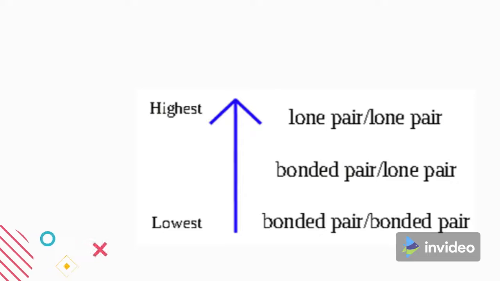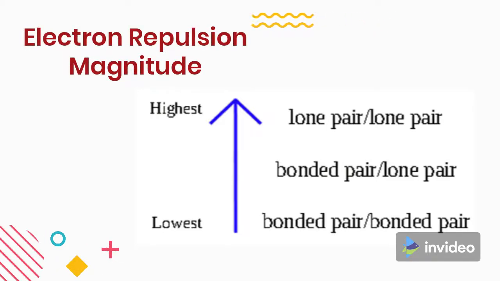Now we know that electrons are negative and like charges repel each other, but the magnitude of repulsion is different. For example, the bonded pair of electrons has the least magnitude of repulsion, while if I have a bonded pair versus lone pair, here the magnitude of repulsion is going to be higher. The highest repulsion magnitude is going to be for lone pairs. So if I have a lone pair and another lone pair, they will have the maximum repulsion.